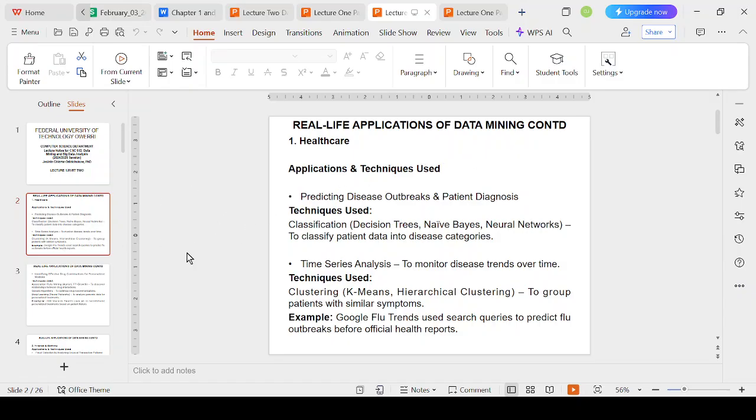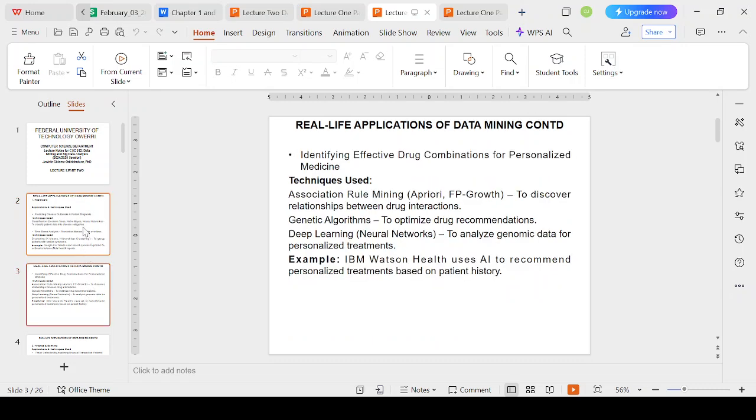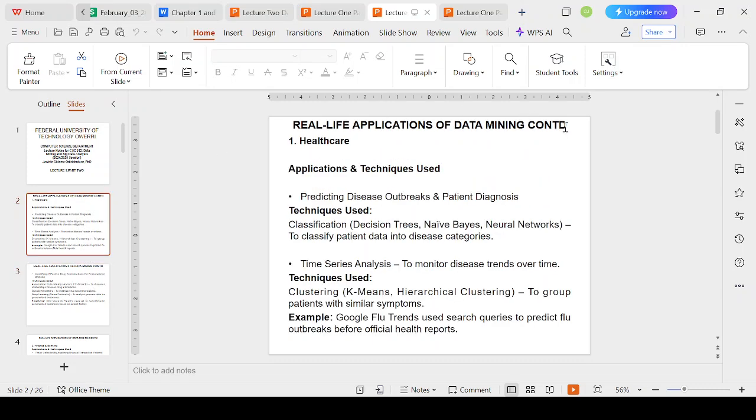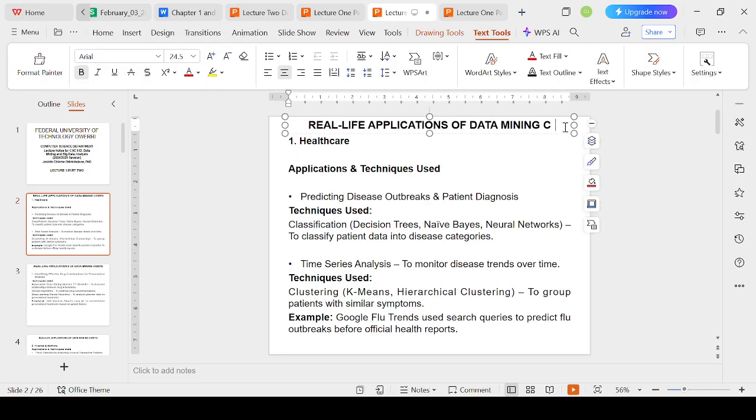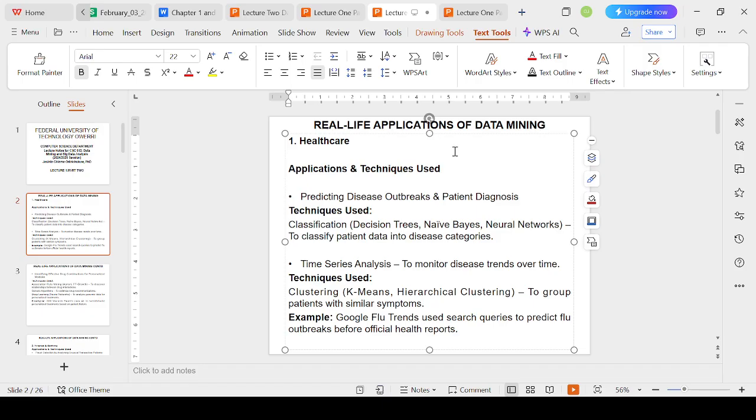We are going to look into more of the application of data mining techniques in the area of the health sector, in the area of healthcare. Let's look at the applications and techniques that can be used for predicting disease outbreak and patient diagnosis.